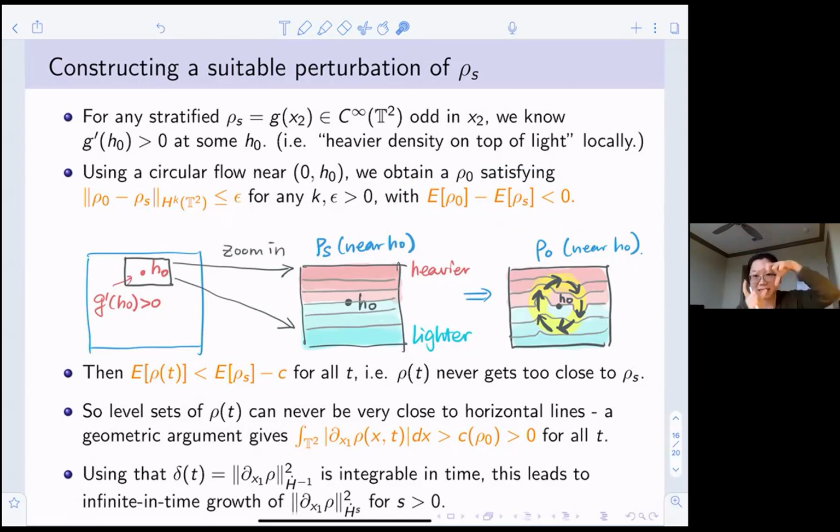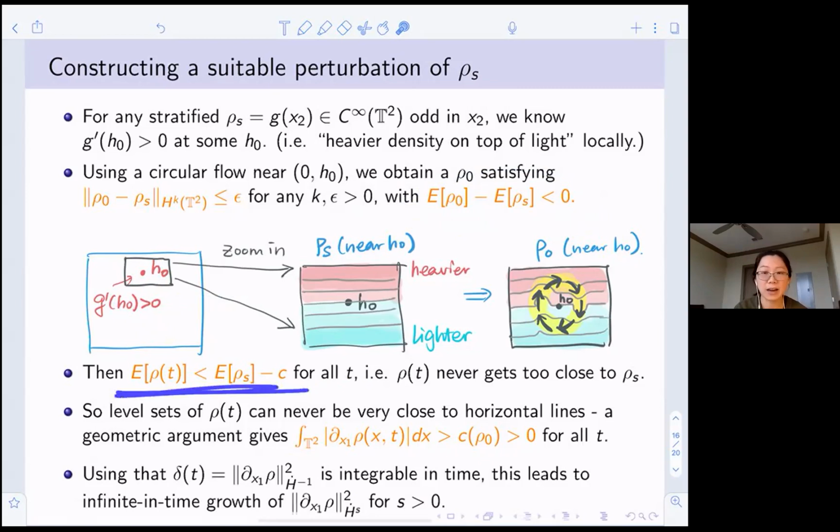And by rotating it a little bit, then the potential energy actually is going down. So once we have such an initial condition, then notice that, by the way, the perturbation is also symmetric, because we want to keep the odd structure. And once the odd structure is kept, the potential energy will be monotone dropping. It means that even initially, it is strictly less than rho s.